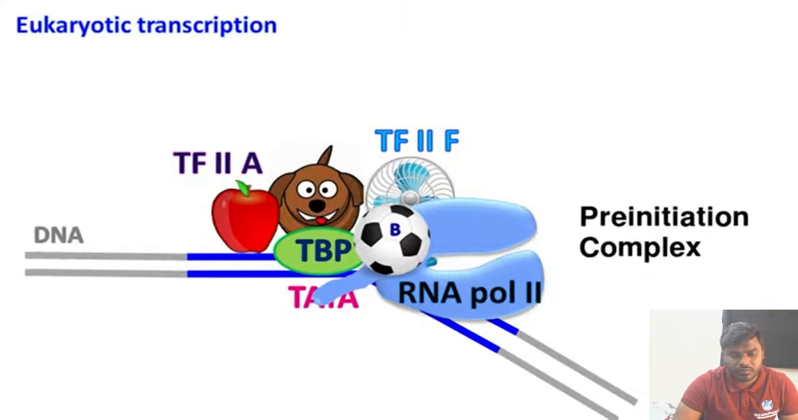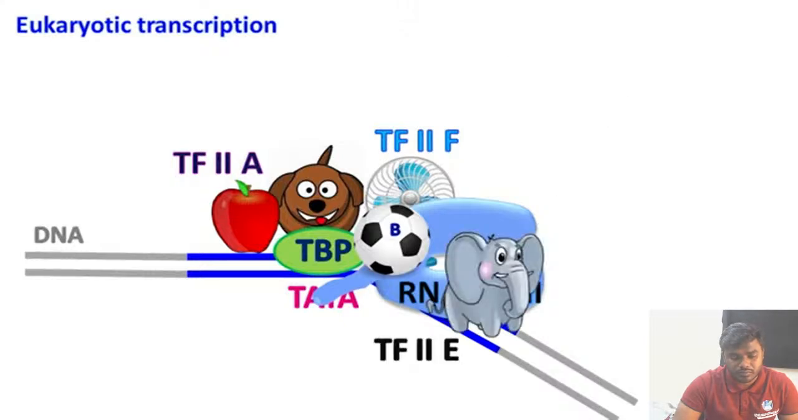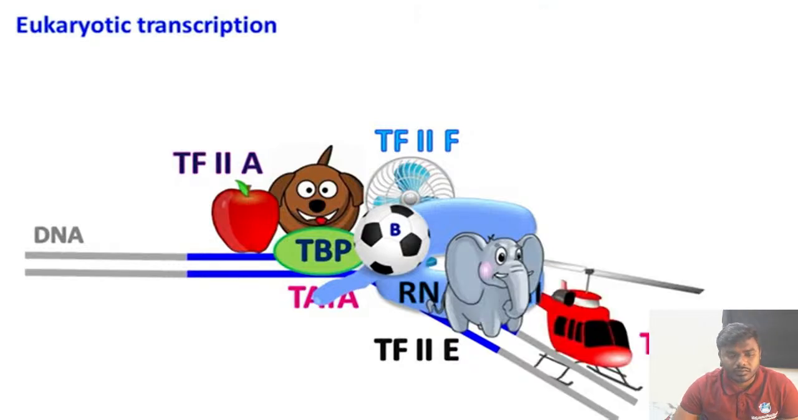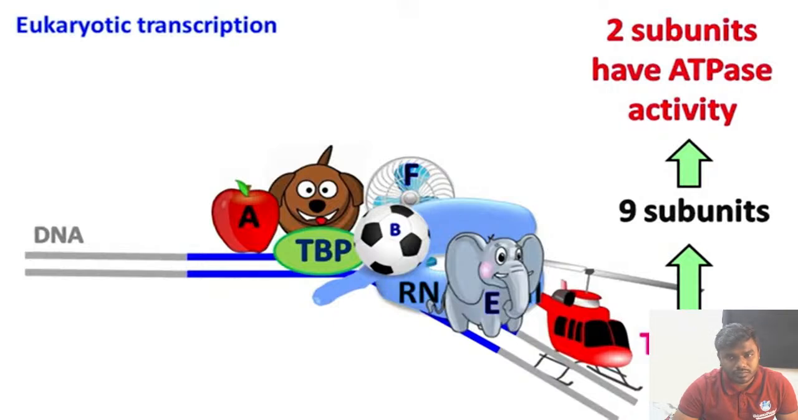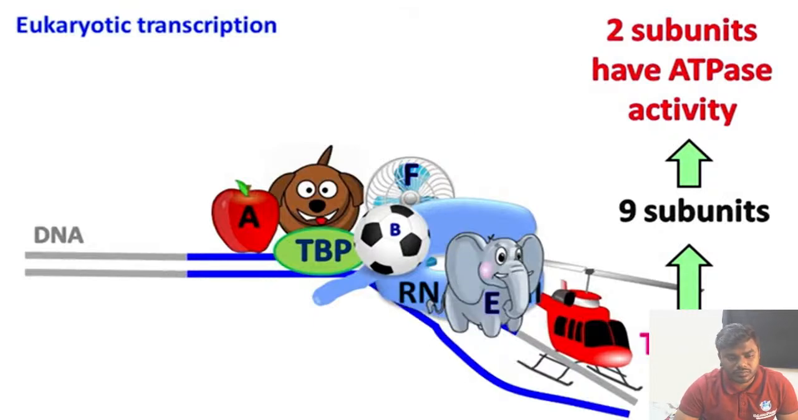Next, transcription factor TF2E binds the pre-initiation complex. TF2E helps in the binding of another transcription factor, TF2H. TF2H is a very large complex with a total of 9 subunits. Out of 9, 2 subunits have ATPase activity. Using energy from ATP, it acts like a helicase and melts the promoter. And this finally causes transition from pre-initiation complex to open complex.